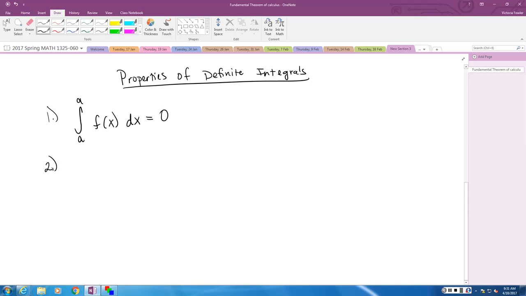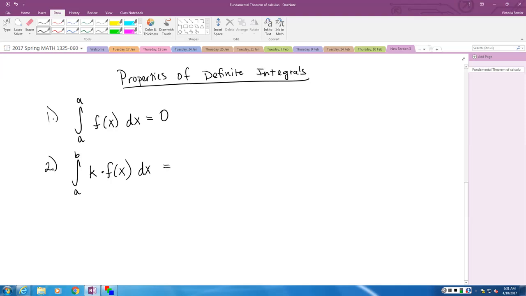Okay, this next property is something similar to what we've already seen, but now we're talking about definite integrals. So let's make our bounds from A to B. We'll use k to represent a constant, a scalar being multiplied. And so we'll have k times the function f of x. Don't forget you need to have dx written here.